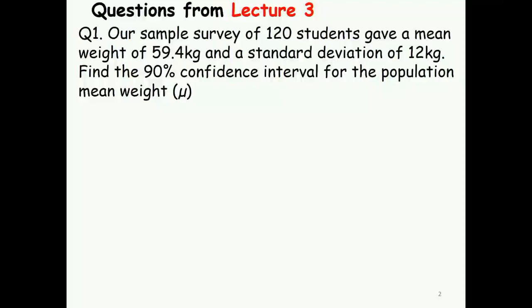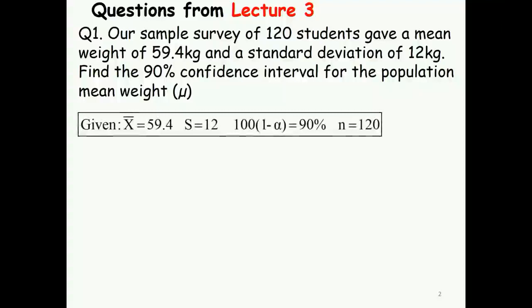Okay, let us try to do it together. As you could see, the population standard deviation is not given. It is the sample standard deviation. So we have to find the T critical value. If the confidence interval is 90%, what is alpha? Alpha is 10%, 5% to the right, 5% to the left. So 5% on the right hand side and 5% on the left. Confidence interval is a two-tail test most of the time. So this is the information given: 59.4, the sample standard deviation, 90% and 120.